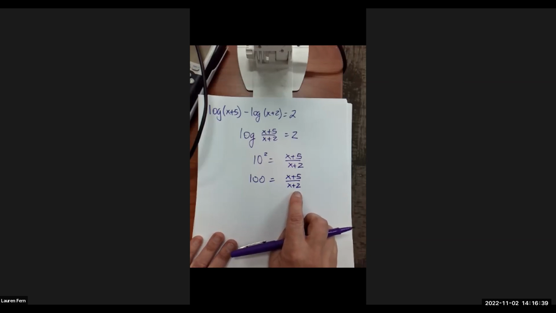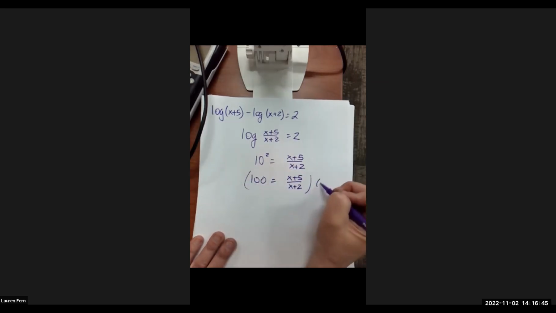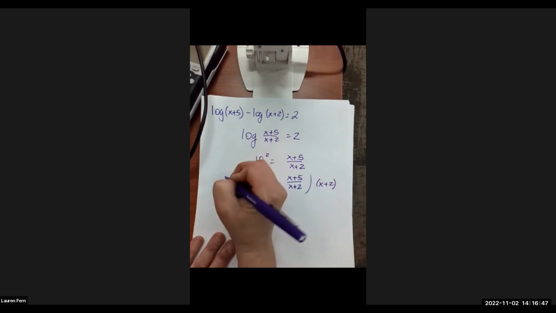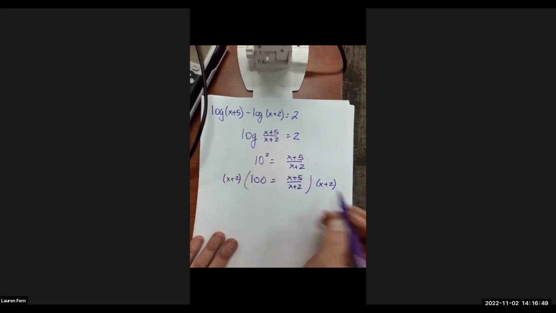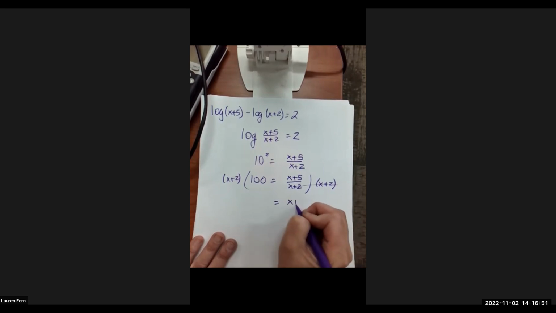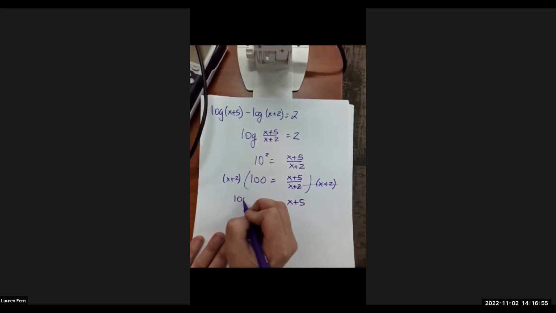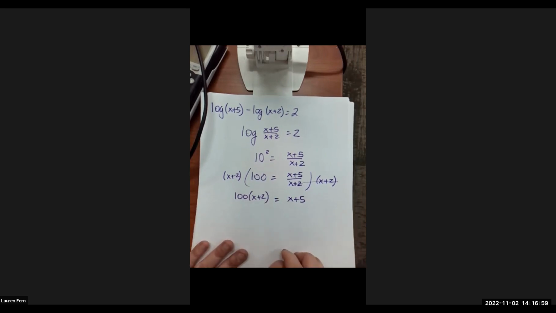Yes, we know how to get rid of denominators in math. We multiply. So do you agree if I multiply both sides by x plus 2? They'll cancel out right here and I'm left with x plus 5. And on my left, I have 100 times the quantity x plus 2.